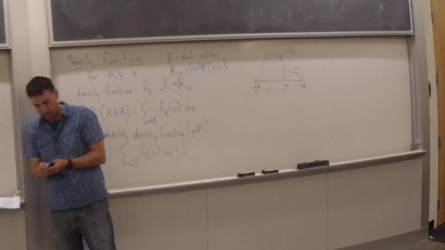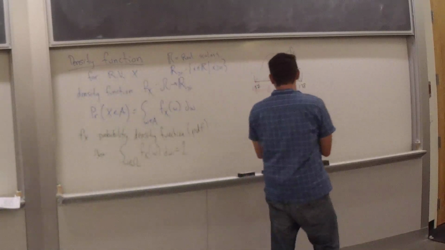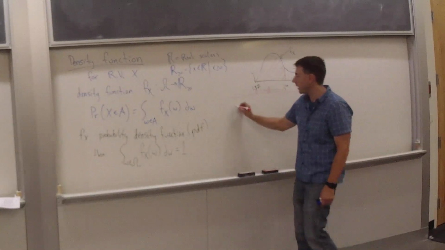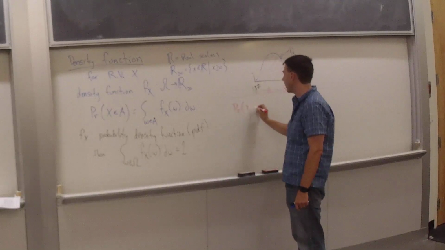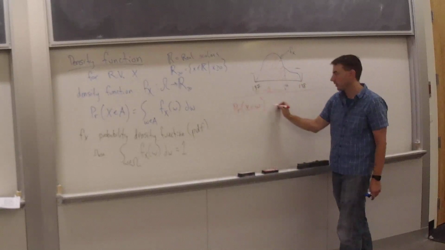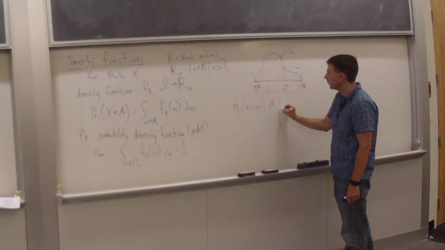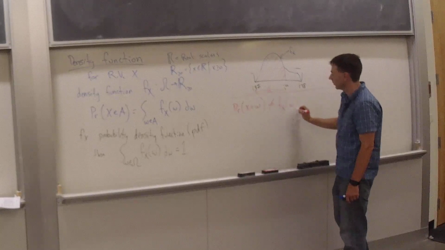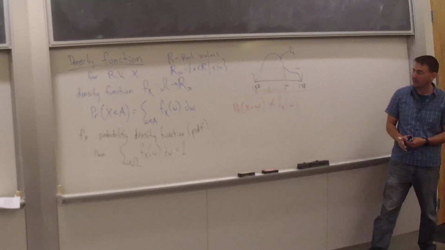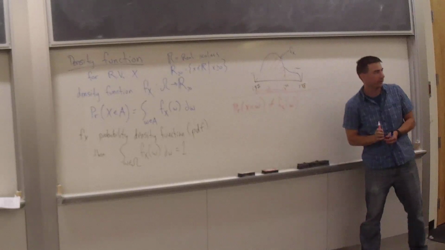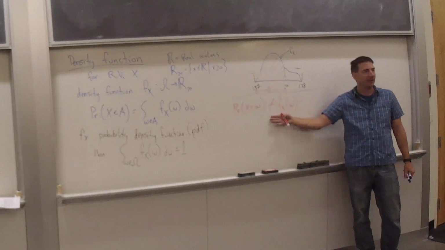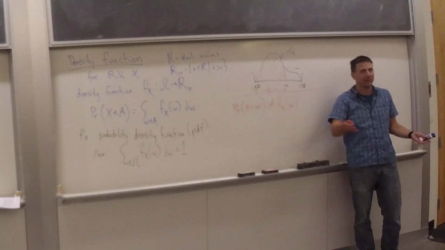Okay. An important conceptual point, though, is that the probability that x is equal to a particular outcome is not equal to f of x. This is the most unintuitive aspect of this. I can't say the probability of a particular event. So why can't I? Intuitively, this is what we want to say. Why can't I say this?